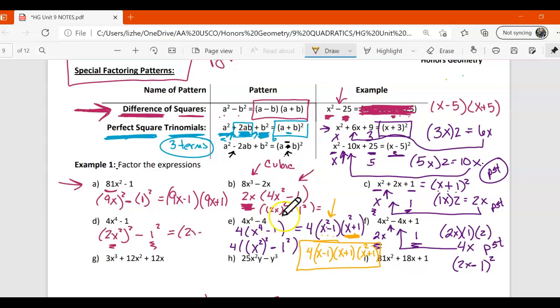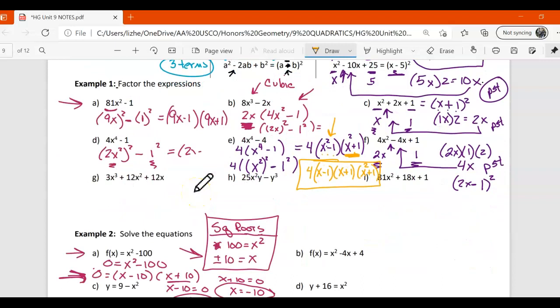All right, so let's go on to G. So for G, the first thing I notice, remember our first rule of factoring is take out what is common. So I can see that every term has a 3 and every term has an x. So I'm going to take those out, and I'm left with x squared plus 4x plus 4.